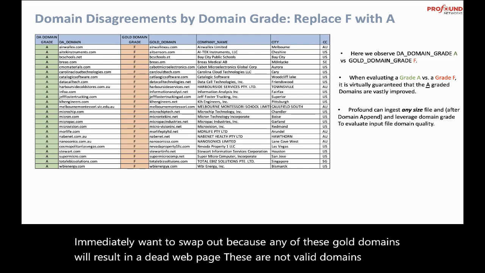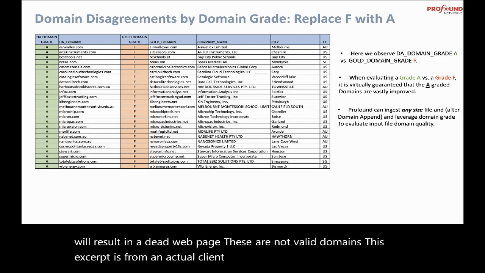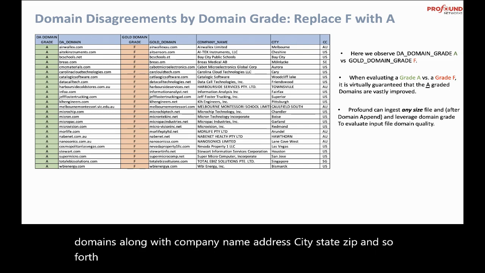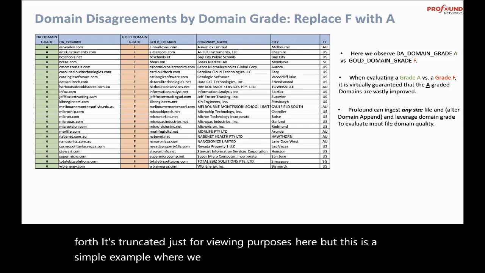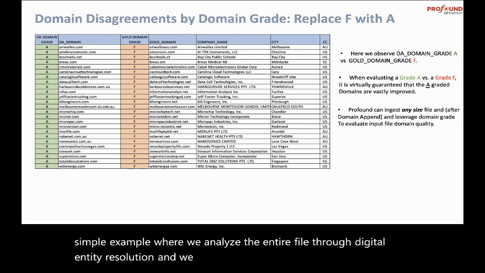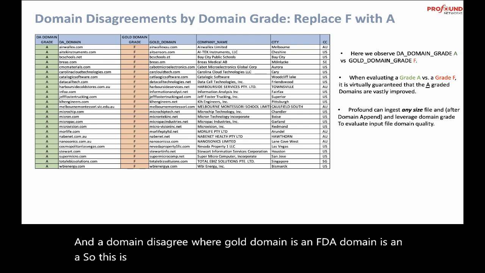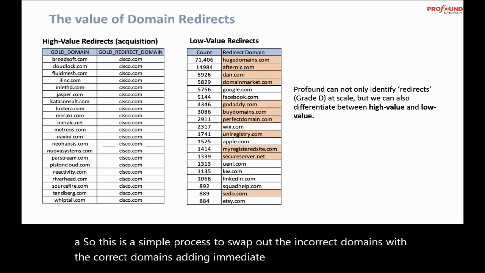This excerpt is from an actual client file where they gave us these gold domains along with company name, address, city, state, zip, and so forth. It's truncated just for viewing purposes here. But this is a simple example where we analyzed the entire file through digital entity resolution, and we queried, show me where gold domain and DA domain disagree, where gold domain is an F and DA domain is an A. So this is a simple process to swap out the incorrect domains with the correct domains, adding immediate value.